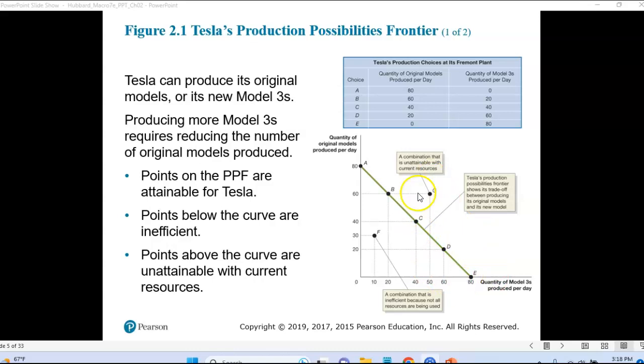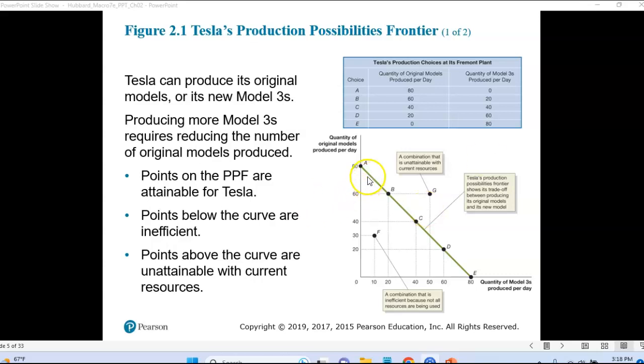Now, point G is when we're producing outside of our potential. And why are we producing outside of our potential when we can't actually obtain point G? The reason we can't obtain point G is because we don't have enough resources. Given that we're lacking enough resources, we're struggling to produce at point G.